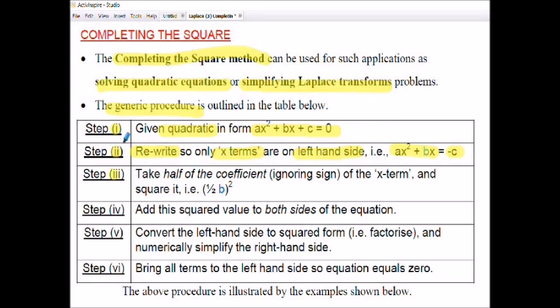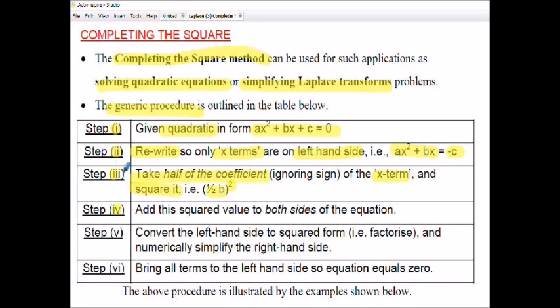At step 3, we're going to take half of the coefficient of the x term. So look at the x term, take half the coefficient, ignore its sign, we're not bothered if it's positive or negative, and we're going to square that value. So it'll be half of b and we're going to square the half of b.